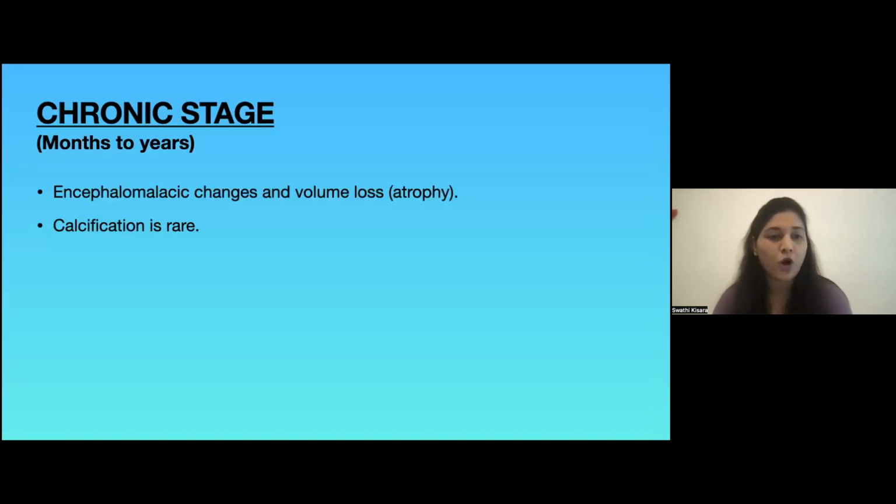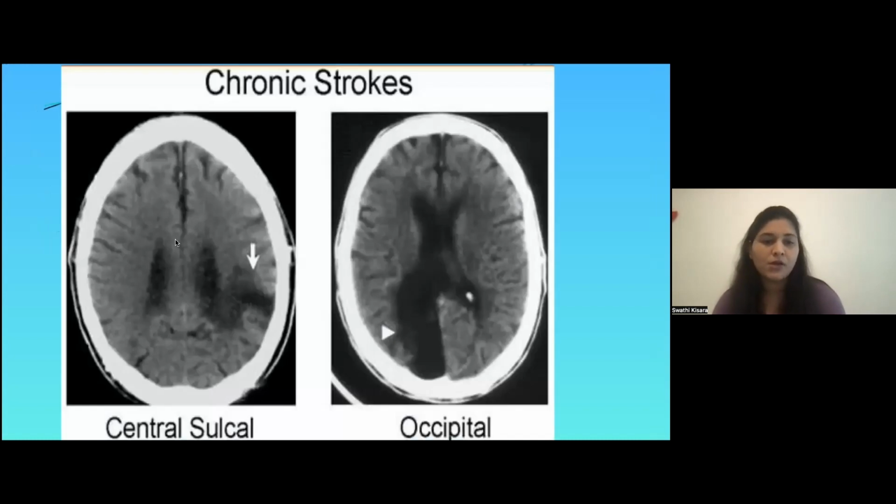Now coming to the chronic stage. In the chronic stage, we see encephalomalacic changes and volume loss causing atrophy of the brain at the infarcted site. Calcification can also be seen, but is rare. So these are the appearances of chronic infarcts. This is in the right occipital region, and this is in the central sulcal region.